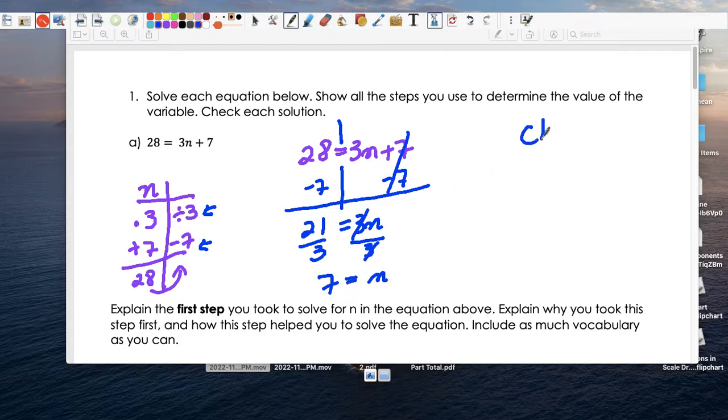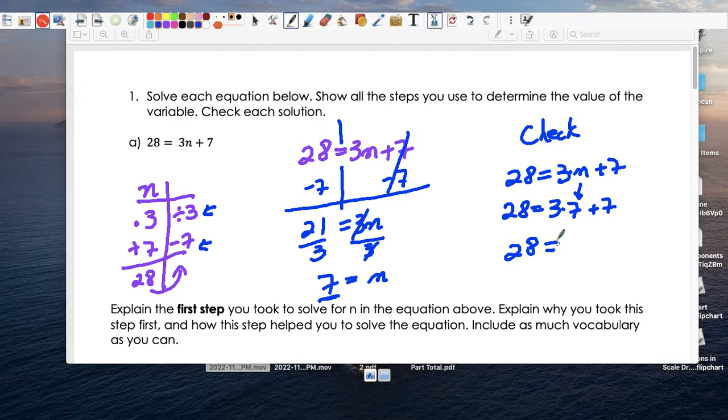Check. You have to really check. And trust me, this is one of the nicer checks you're going to do. So what is a check? We're going to see if the value that we found for n is correct. So we're going to replace the n with 7. We get 28 equals 3 times 7 plus 7, and just see if the expression on the left is equal to the expression on the right.